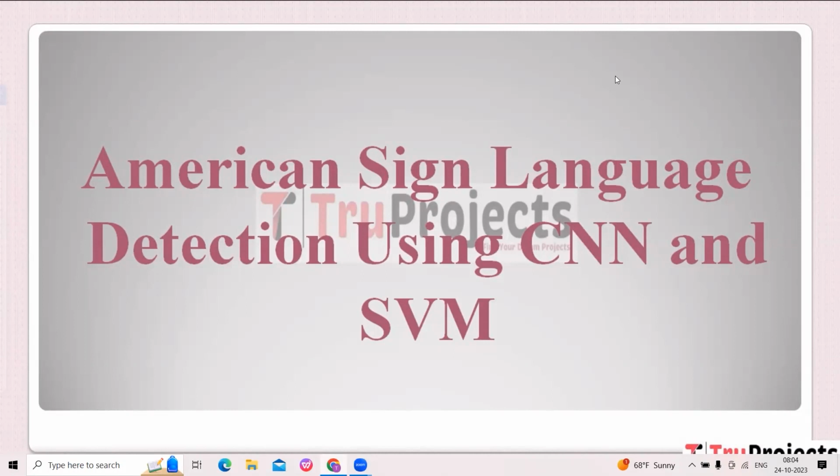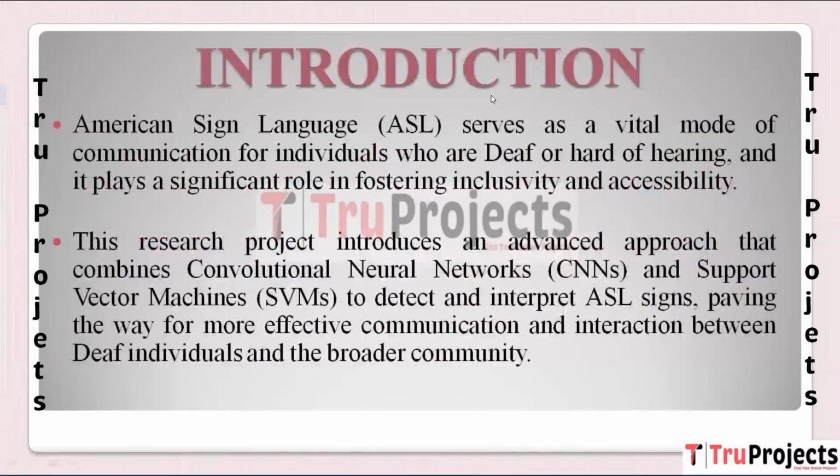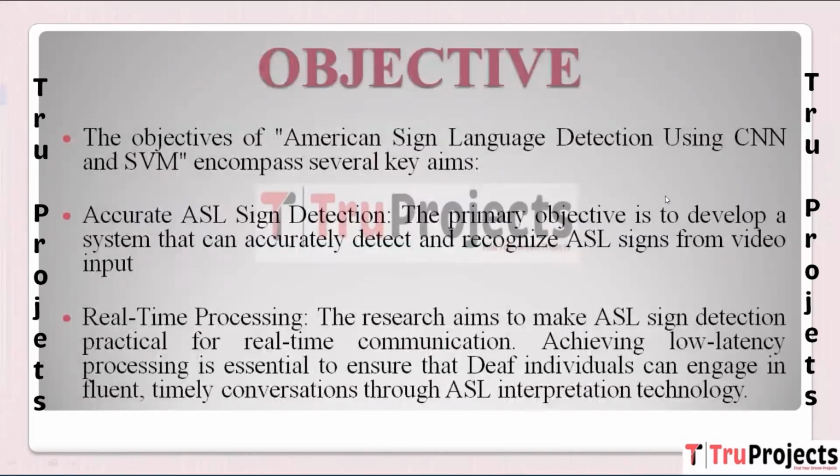In this video, we are going to explain a project titled American Sign Language Detection using CNN and SVM. So now coming to the introduction part. American Sign Language, that is ASL, is a crucial means of communication for those with hearing impairments, promoting inclusiveness and accessibility. This research initiative presents an innovative method that merges convolutional neural network and support vector machine for recognizing and comprehending ASL signs. This advancement aims to enhance communication and interaction between deaf individuals and the wider community, making it more efficient and effective.